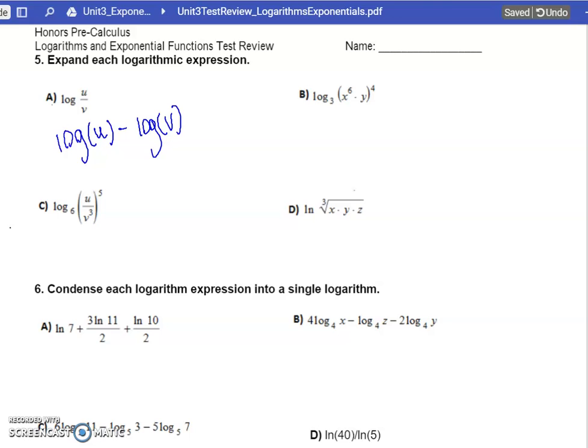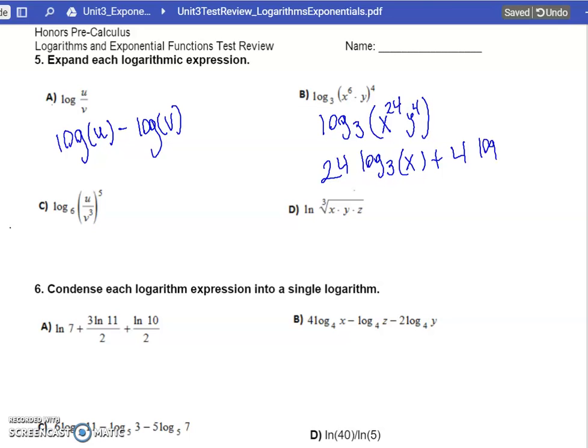In this next example, I can see I'm going to use the power property at some point. But first, I want to simplify this expression that's in parentheses here. So log base 3 of x to the 24th, y to the 4th. Now each variable has its own individual exponent, which makes the next step easier. So I can apply the power property and the product law at the same time to get 24 log base 3 of x plus 4 log base 3 of y.